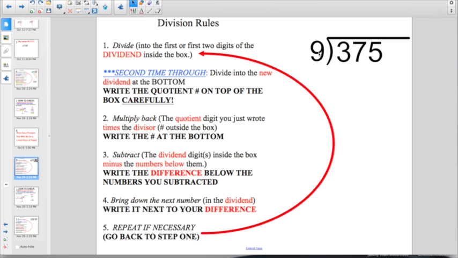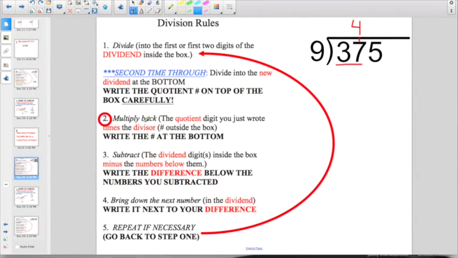375 divided by 9. Hit pause right now if you need a couple of seconds to write it down. All right, step 1, divide into the first 2 digits of the dividend inside the box. We have 9 people coming over. If I have 3 chairs, is there enough room for them? I don't think so. We're going to have to start dividing into 37, which means our first quotient digit is going to go right on top of the 7. 9 times what is close to 37 without going over? Hopefully you know that answer would be 4. So you should have a 4, nice, neat, and straight, right up above the 7.